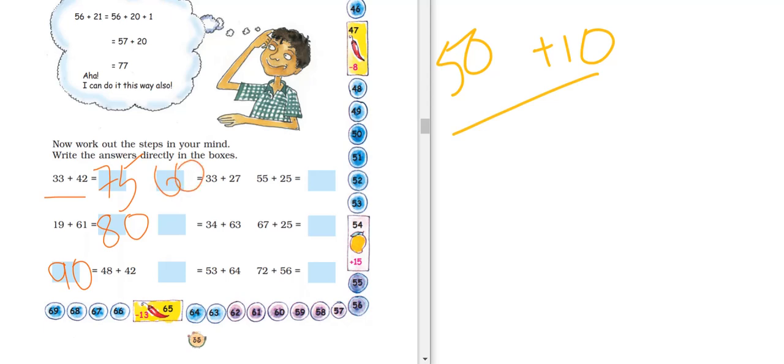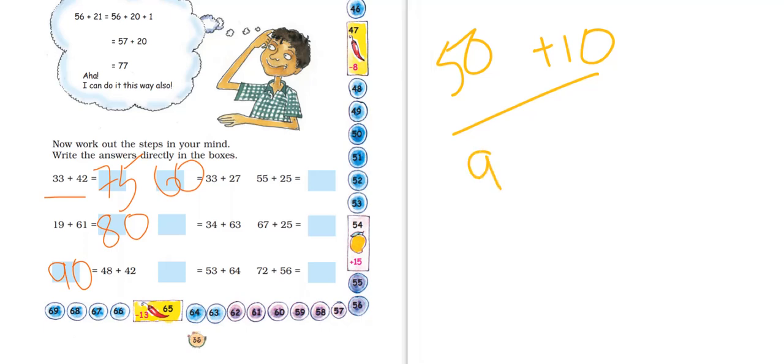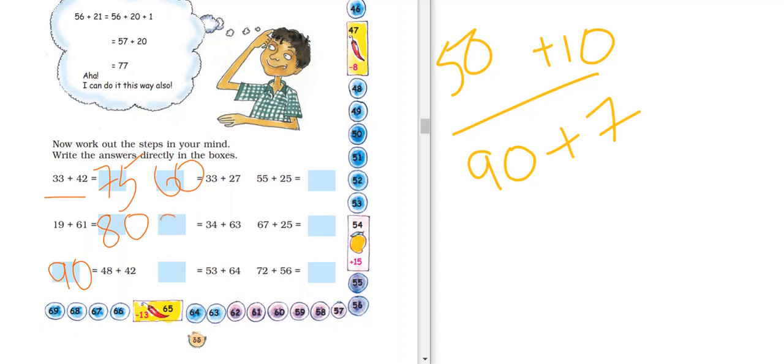6 tens. The next one is 34 plus 63. You have 3 tens in the first number and 6 tens in the second number. So 3 plus 6 is 9. So you have a total of 9 tens, which is 90. Let's add up the ones. You have 4 ones in the first number and 3 ones in the second number. So that's a total of 7 ones. 90 plus 7 is 97.